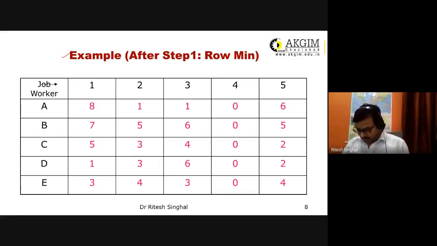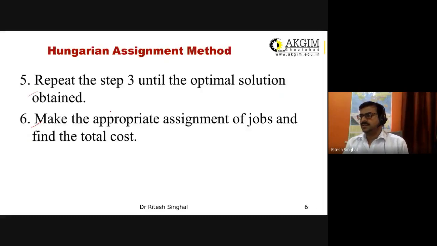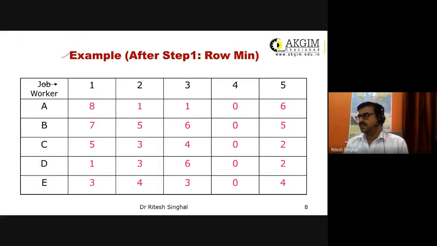So I think if you are doing it with me, you can do it like this only. This is the matrix: 8 1 1 0 6. So it is like 8 1 1 0 6. This is the matrix after step 1. Now we are going to apply step number 2. Since step 1 is row minimization, step 2 is column minimization.